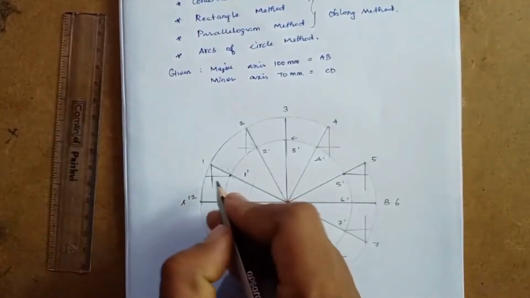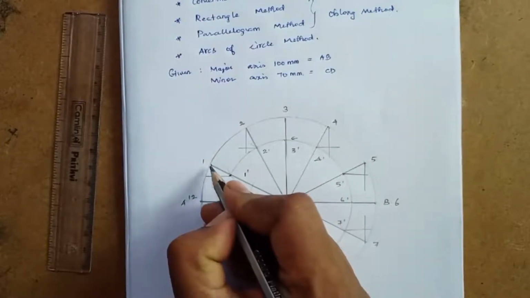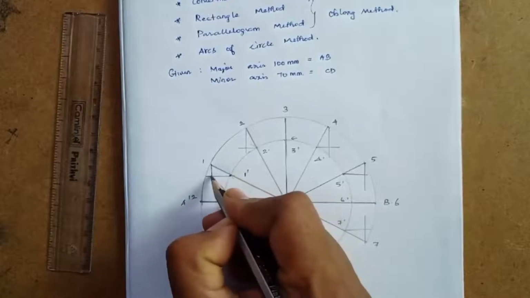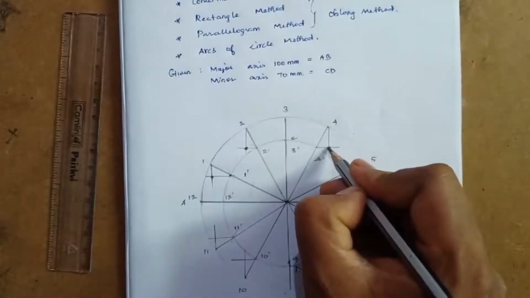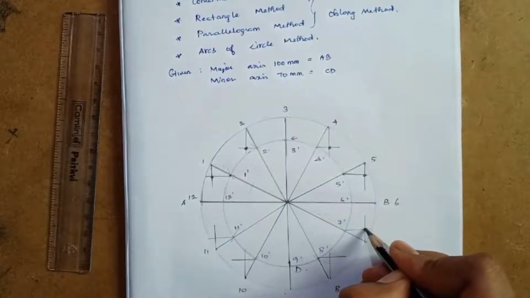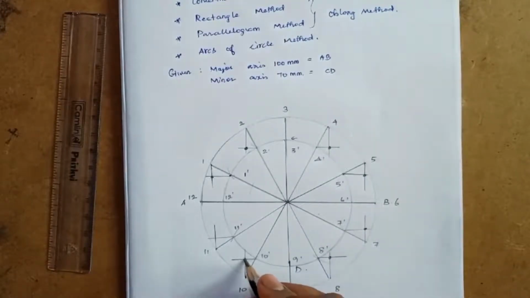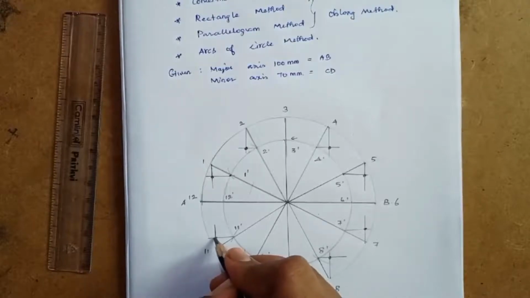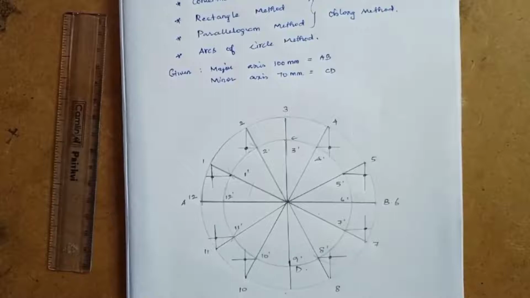Now you can see that when the vertical lines as well as the horizontal lines are drawn from the outer circle as well as the inner circle, you are getting the intersecting points. These are the intersecting points which we get after drawing the vertical lines as well as horizontal lines respectively from the inner circle as well as the outer circle.